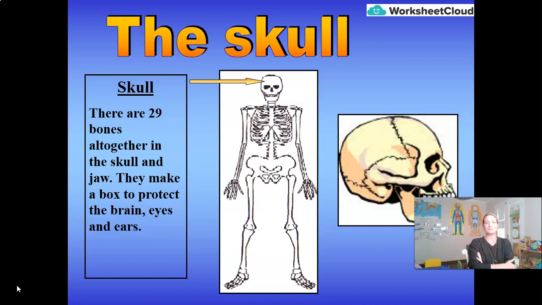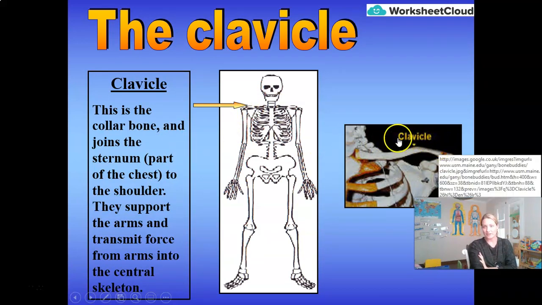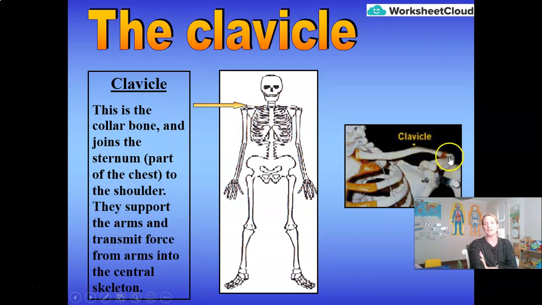Okay, moving on to the next one, we have the clavicle. And it's not very clear on the central diagram, so I've given you a picture here. It shows you the clavicle. This comes across from your shoulder to just underneath your neck. It's also called the collarbone, and it joins the sternum, which is the part of your chest, to the shoulder. They support your arm and transfer force from your arm to the central skeleton.